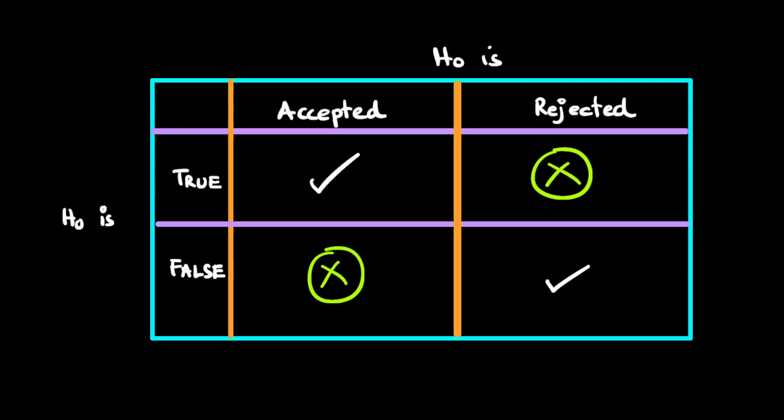Now, if H0 is true and H0 is rejected, we call this type 1 error. And if H0 is false, but we are making a mistake of accepting it, this is called a type 2 error. So let me state it again. Type 1 error, reject H0 when H0 is true. Type 2 error, accept H0 when H0 is false.